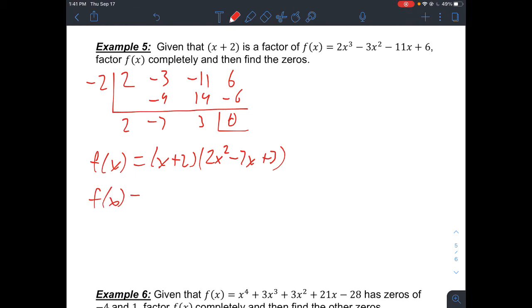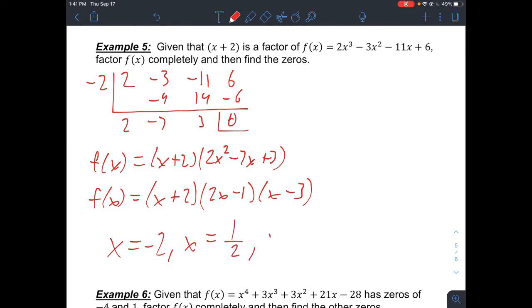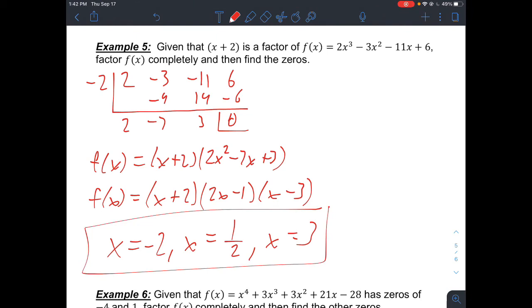Now let's check and see if we can keep factoring this. 2x times x. And if we do some guessing and checking, we should get there. 2x minus 1 and x minus 3 will give us this. So our three answers, in any particular order, those are our zeros.